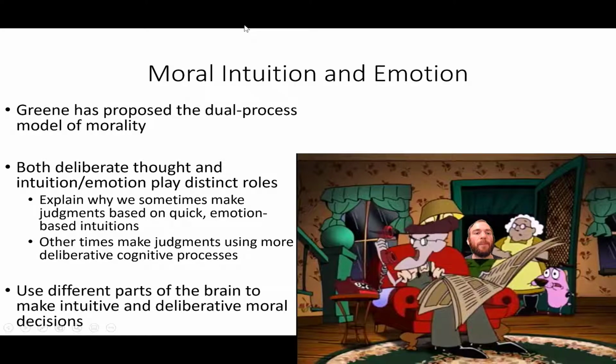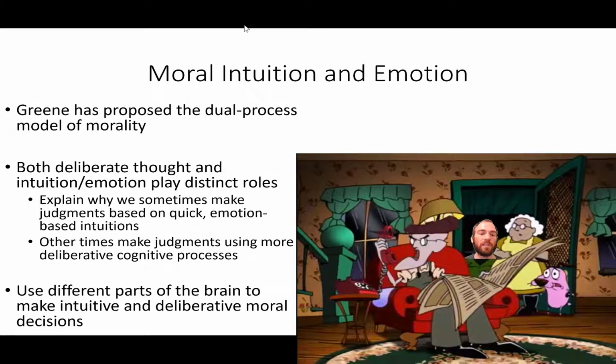And our last moral theory is the moral intuition and emotional theory. Greene has proposed a dual process model of morality. Both deliberate thought and intuition and emotion play distinctive roles. It explains why we sometimes make judgments based on quick, emotion-based intuitions, and other times make judgments using more deliberative cognitive processes. We use different parts of the brain to make intuitive and deliberative moral decisions.